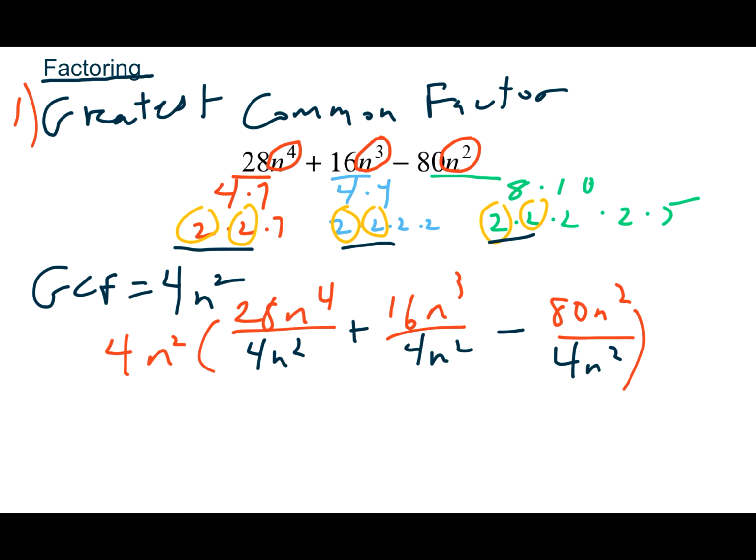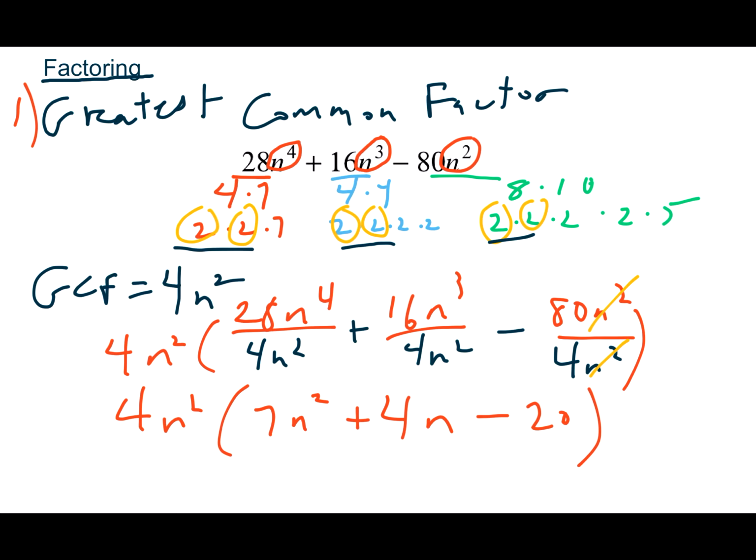And so my final answer is 4n squared times the quantity. Okay, 28 divided by 4 is 7. N to the 4th divided by n squared is n squared. Then minus, no, plus 16 divided by 4 is 4. N to the 3rd divided by n squared is n. And then the last term, 80 divided by 4 is 20, and the n squareds cancel out. So I'm done. So that is factoring using the greatest common factor.